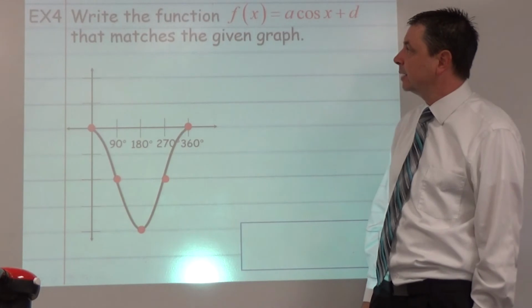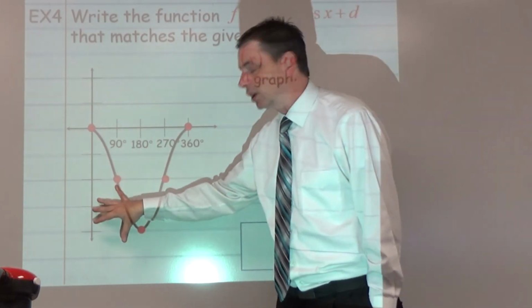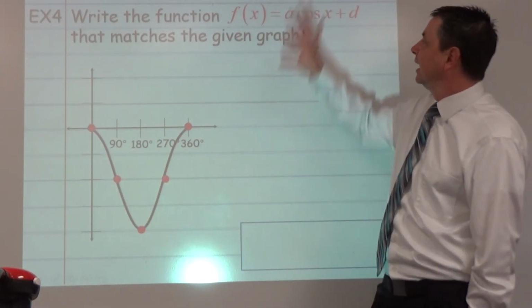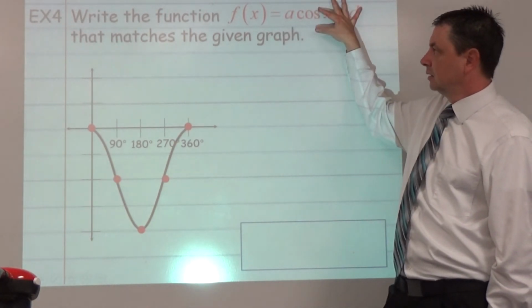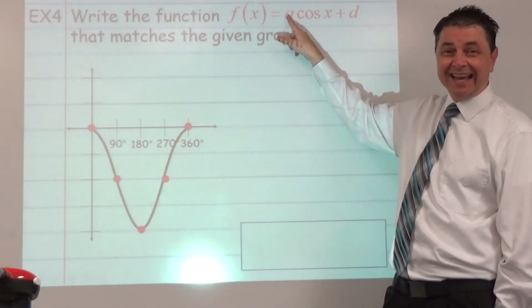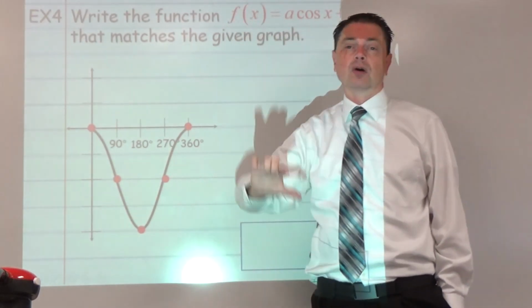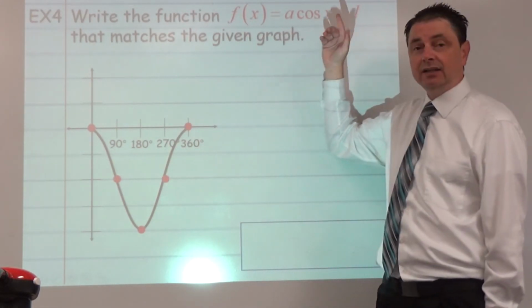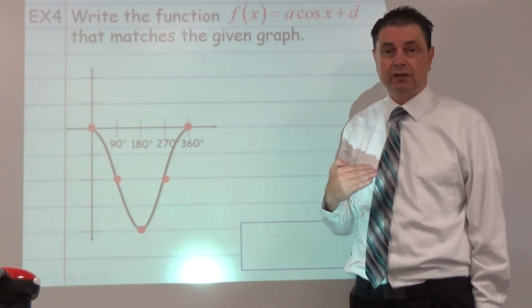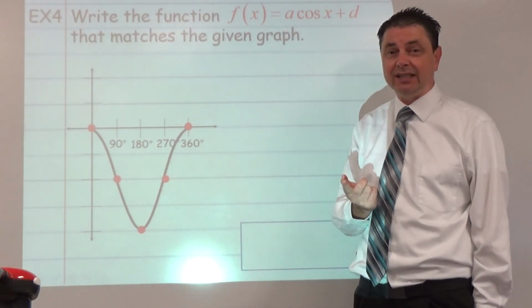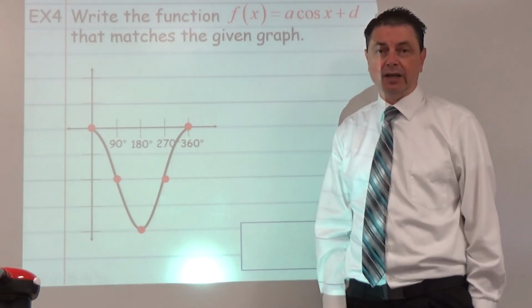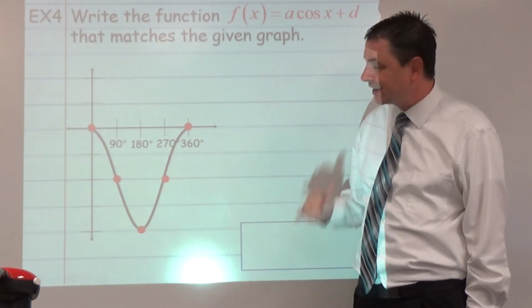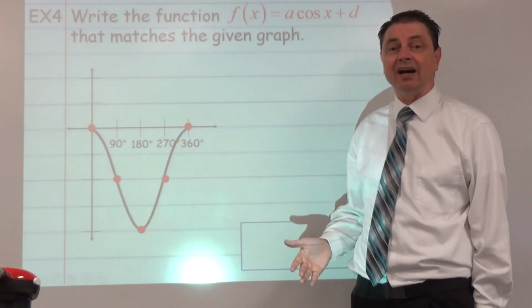All right, our last one's example number 4, where we've got an existing function and we're going to try to decode and get the function f of x. We really just need to come up with the A, so stretch and or reflect, and the D, the vertical shift. Let's start with D by investigating the midline.